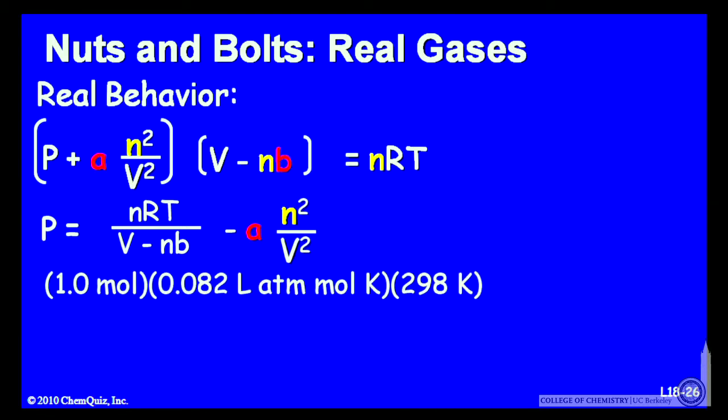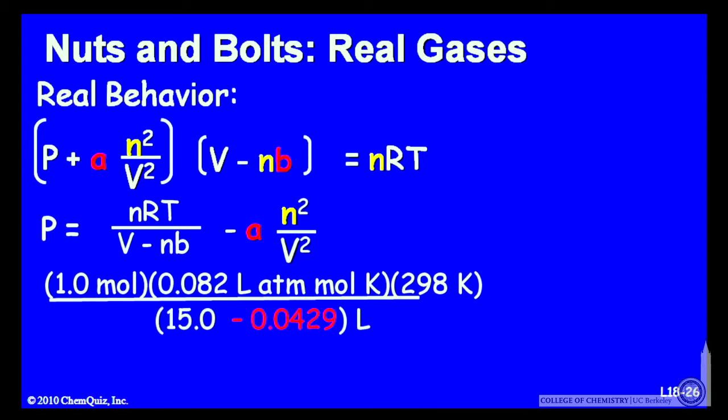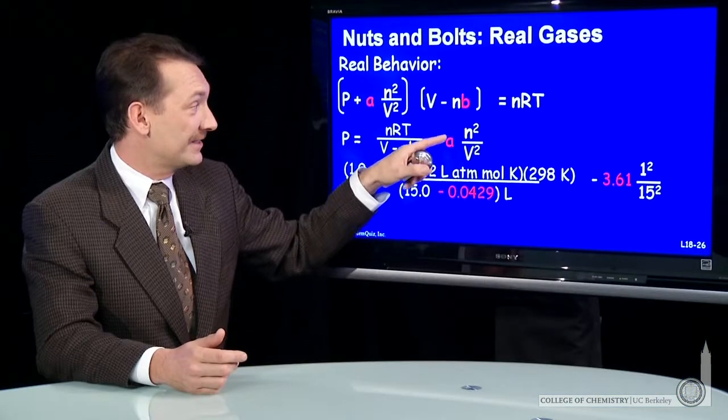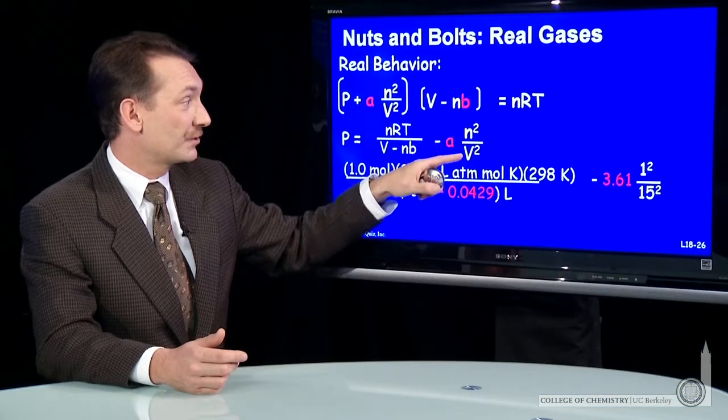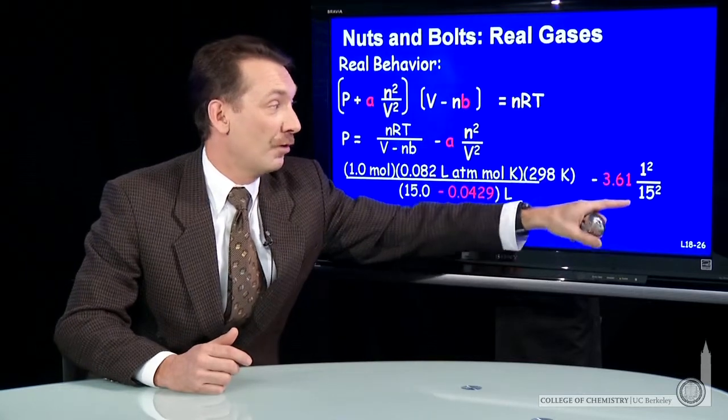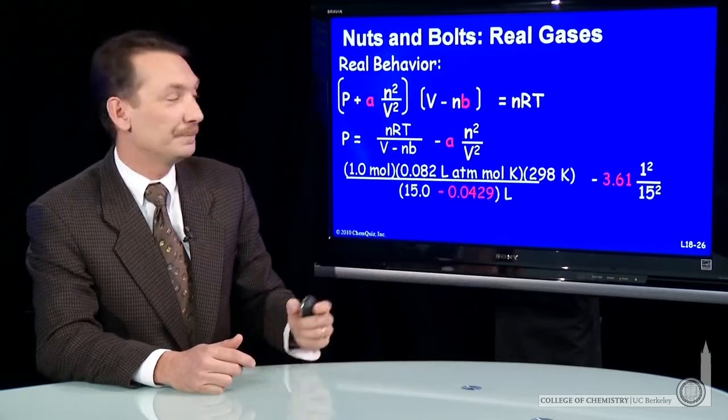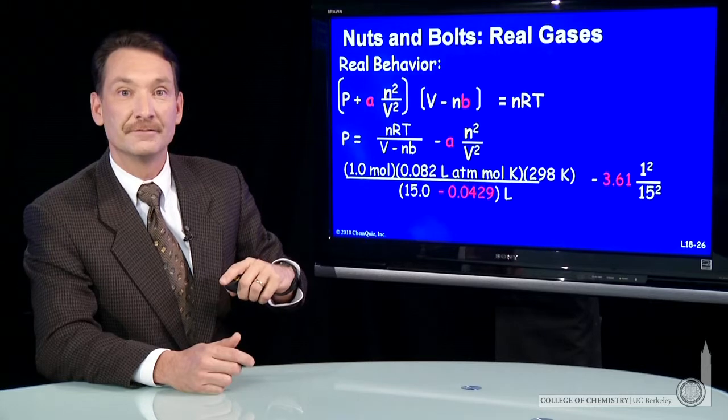I can plug in those values, a mole of gas, the ideal gas constant, and the temperature over V minus nb. n is the number of moles, that's 1. So it's the volume minus the parameter b. The whole quantity minus the a parameter, n squared over V squared. n is 1 mole, V is 15 liters.